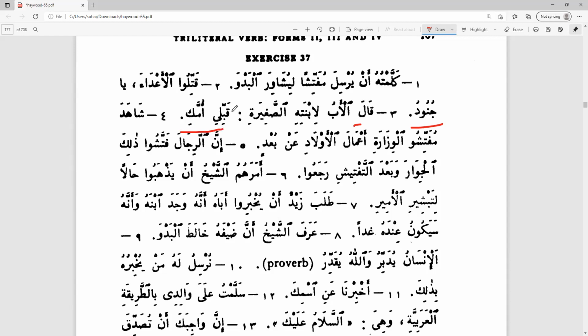قبل, يقبل means to kiss. So what does it mean? قبلي أمك. Qabbili is fi'l amr. Kiss your mother. The umma is the maf'ul, or object. So, kiss your mother.